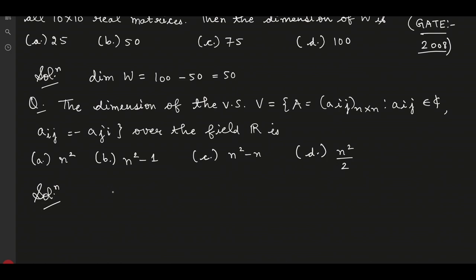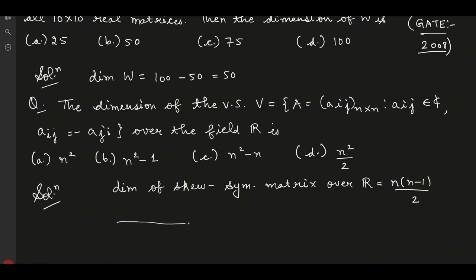Or you can say like this, that the dimension of a skew symmetric matrix over reals is n into n minus 1 by 2. And in this question, the dimension of the skew symmetric matrix is asked over complex numbers. So twice of n into n minus 1 by 2. So n square minus n.